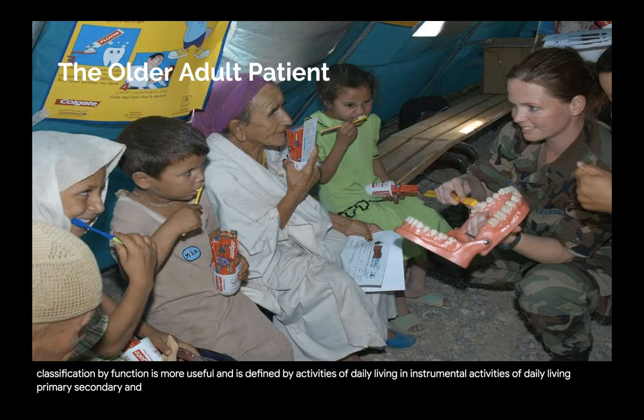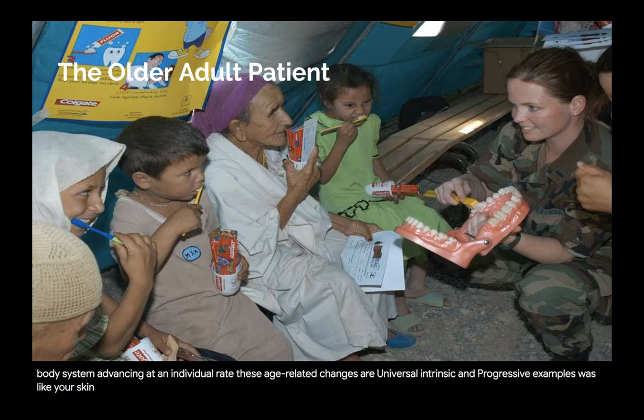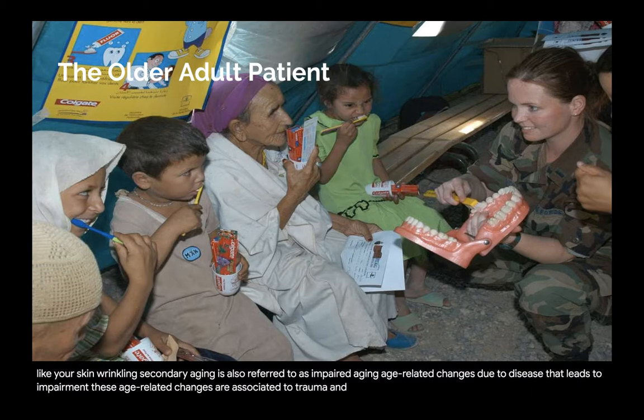Primary, secondary, and optimal aging. Primary aging is also referred to as normal aging, age-related changes that occur in the body systems advancing at an individual rate. These age-related changes are universal, intrinsic, and progressive. An example is skin wrinkling. Secondary aging is also referred to as impaired aging, age-related changes due to disease that leads to impairment. These age-related changes are associated with trauma and chronic disease, such as heart disease.